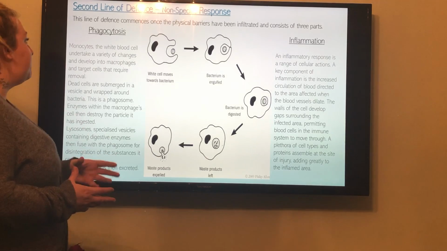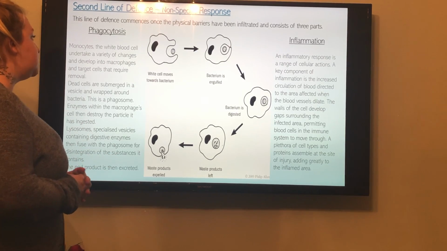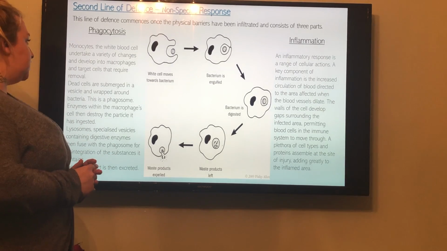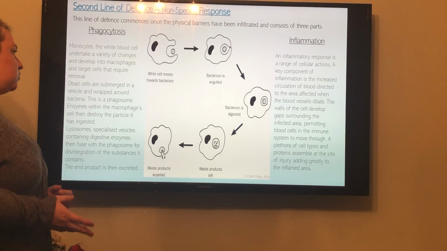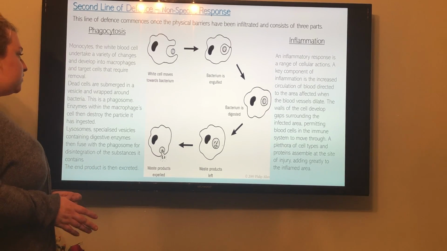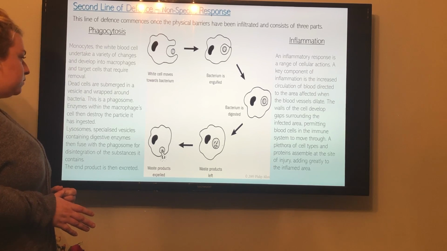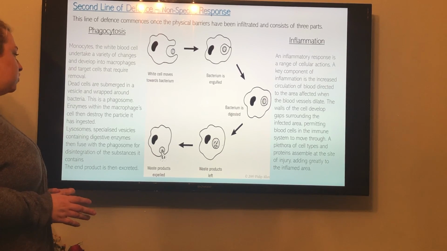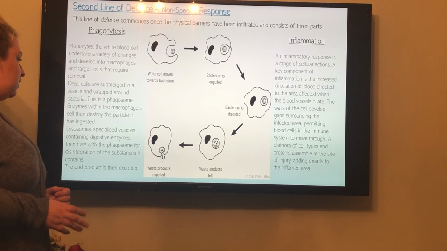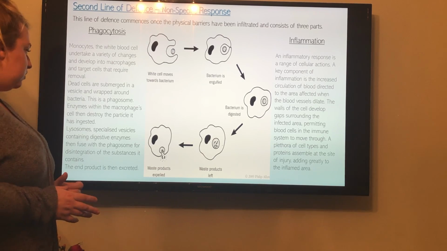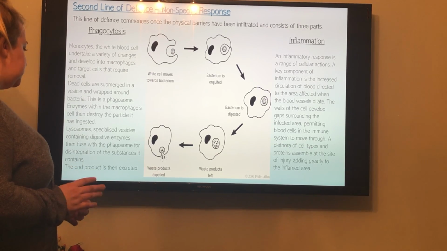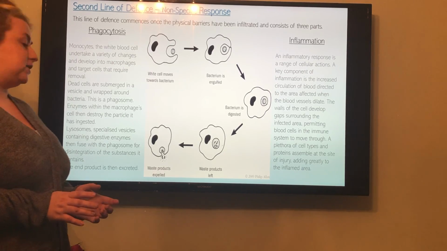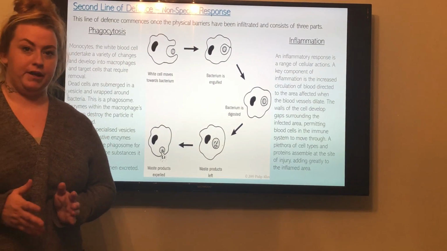Monocytes, the white blood cell, undergo a variety of changes and develop into macrophages and target cells that require removal. The dead cells are submerged in a vesicle and wrapped around bacteria. This is the phagosome. Enzymes within the macrophage cell then destroy the particle that was ingested. Lysosomes, the specialised vesicle containing digestive enzymes, then fuse with the phagosome and disintegrate the substances it contains, and it is then excreted from the body.